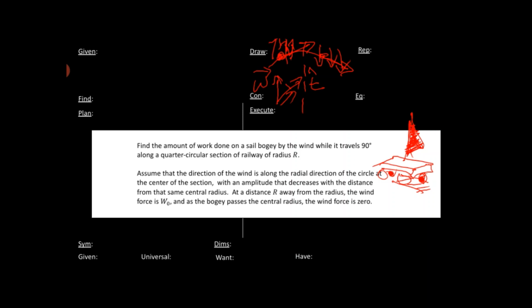And when you get to the other side, now the tangential direction is pointing somewhat downwards, and so is the wind, now pointing downwards. So the projection is going to be positive for the wind on the sail bogey. Again, doing positive work. So this is going to do positive work this entire time as it goes through there. So there's some positive work there, we know that.